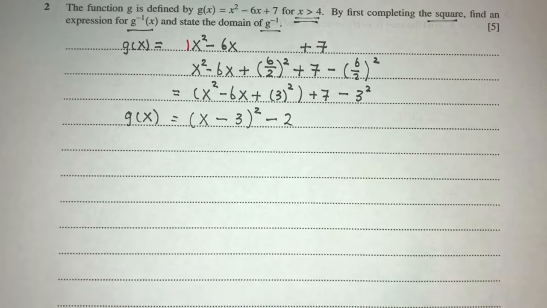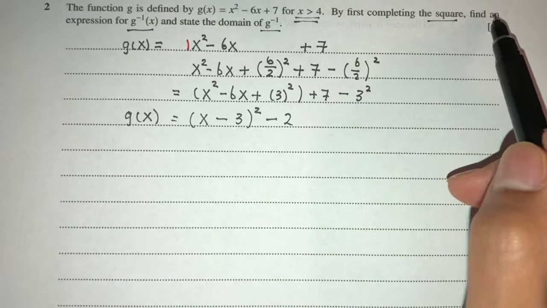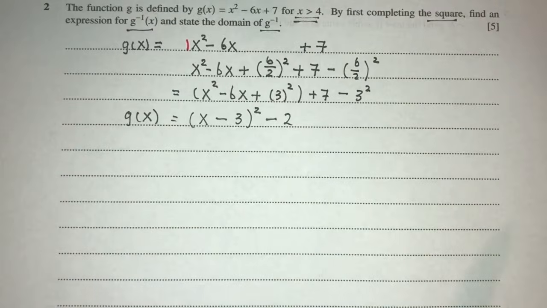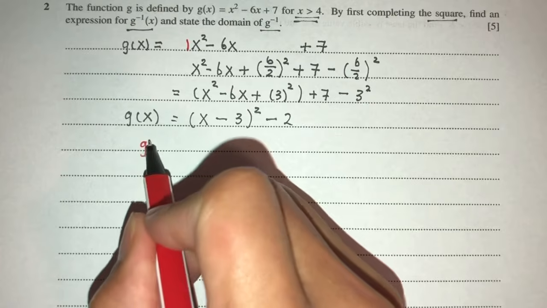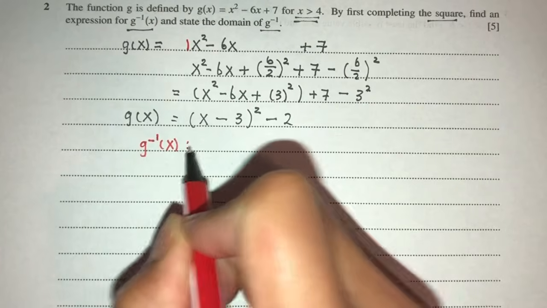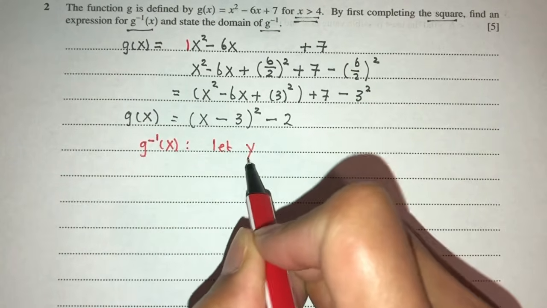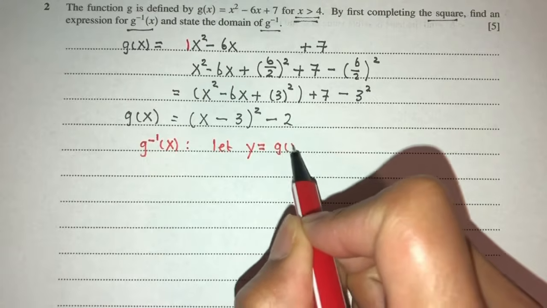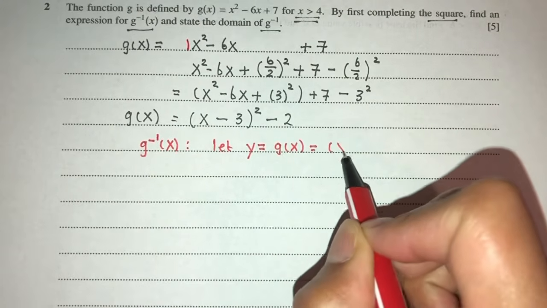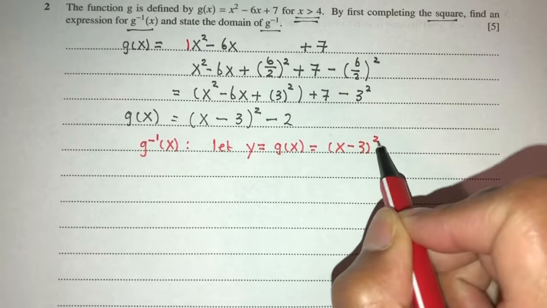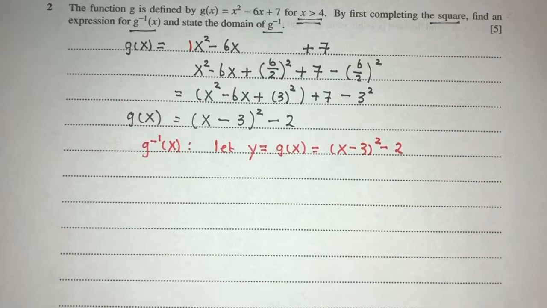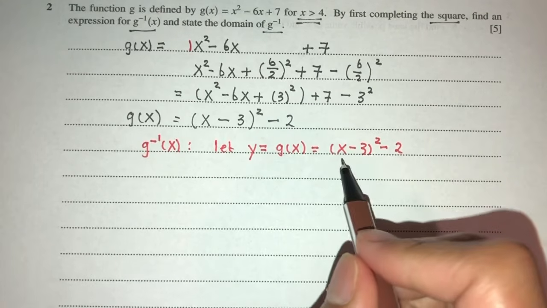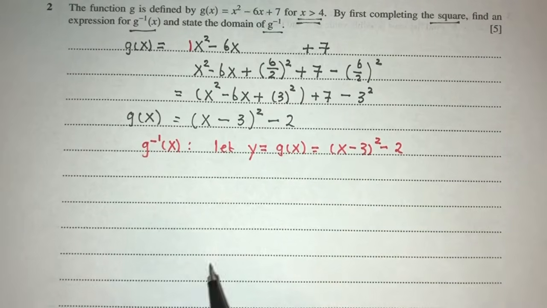Now let's move on to part 2. Find an expression for g inverse of x. To find g inverse of x, we first have to let y equal g of x, which is (x minus 3) power 2 minus 2. From this we can move on to the next steps. We have to make x the subject of the formula.